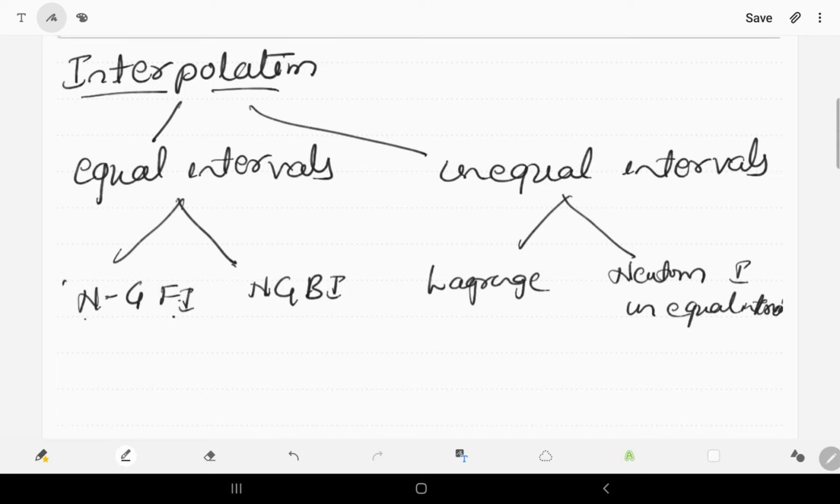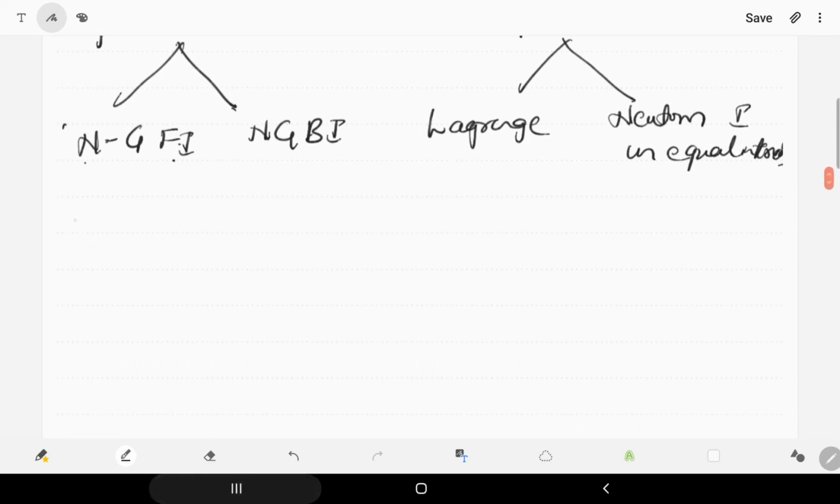So there are four types we have to study. Again I will repeat: equal intervals and unequal intervals. When equal intervals, Newton's Gregory forward interpolation and Newton's Gregory backward interpolation. In unequal intervals, Lagrange's method and Newton's interpolation with unequal intervals. First one, Newton's Gregory forward interpolation.